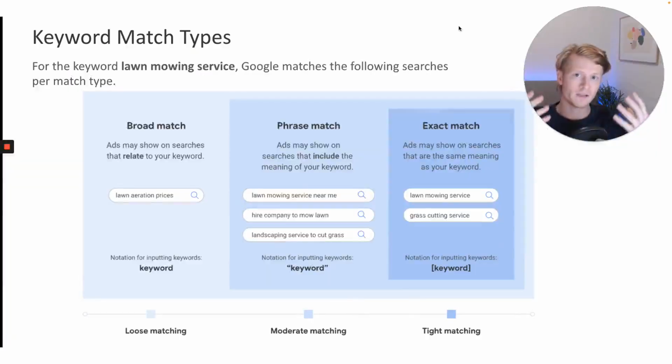So we've built out our list of keywords. Now, in order to implement them into the system in an accurate way, we don't just insert them all in and just copy paste. We have to think about match types. Now, there are 3 different types of match types that you can actually use when putting your keywords in.